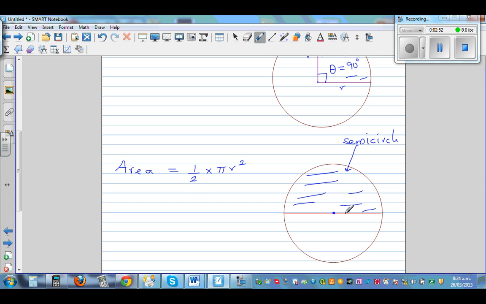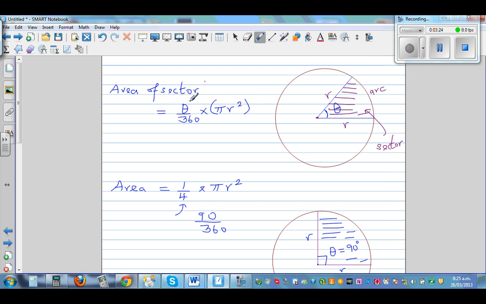Now, what is the angle that is formed at the center? This theta is 180 degrees. So this half can also be written as 180 divided by 360. Basically, 360 is a full turn. So 180 divided by 360 is half, and that's half of the area of the circle. That's what this formula is telling you. It gives you the fraction of the circle which the sector is. So theta divided by 360 gives you the sector as a fraction of the circle.